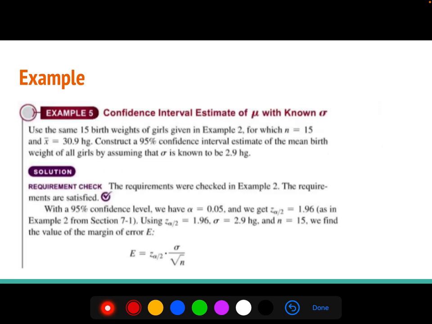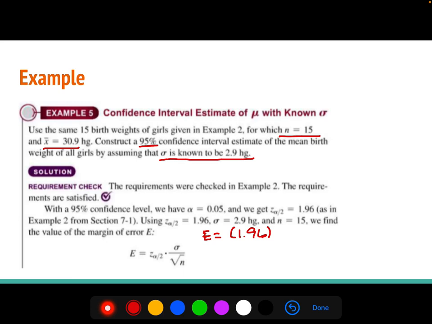You could tell it's getting really late. I'm stumbling with my words. So we're going to still use the same 15 birth rates we had earlier for the girls, which gives us n is 15, x bar was 30.9, and it wants a 95% confidence interval. And they say sigma is known to be 2.9. So we're going to check all of our requirements, and they were satisfied. And then we're going to find this with the error down here. I've got the error formula. So error is our critical value, for a 95% confidence interval is 1.96.